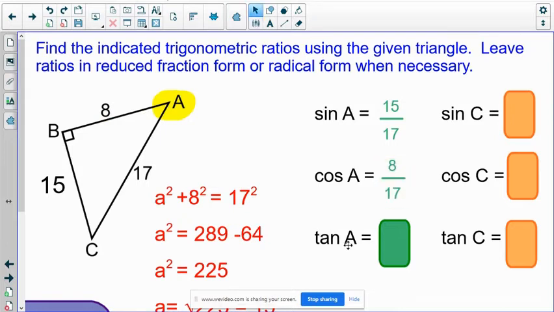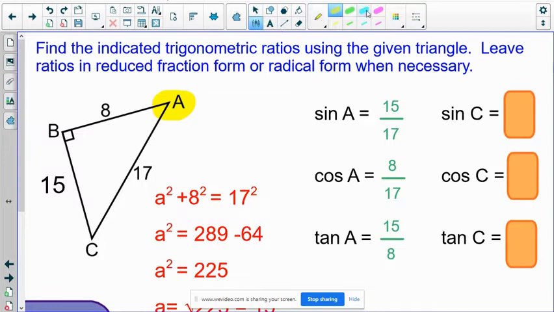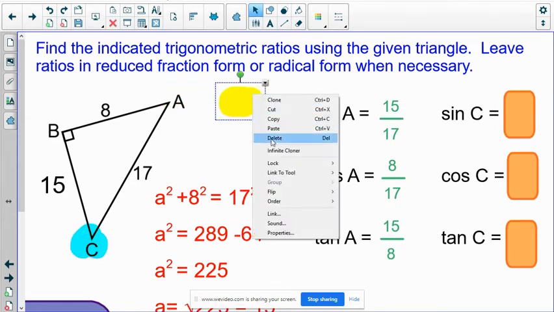And lastly, tangent is the only one that doesn't use the hypotenuse, and I have to use the opposite, which is all the way across, 15 over 8. And that's angle A. Now, we're going to do the same thing, but now we're going to focus on angle C. So I'm going to no longer focus on angle A.